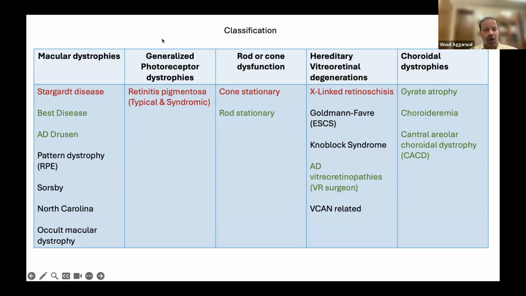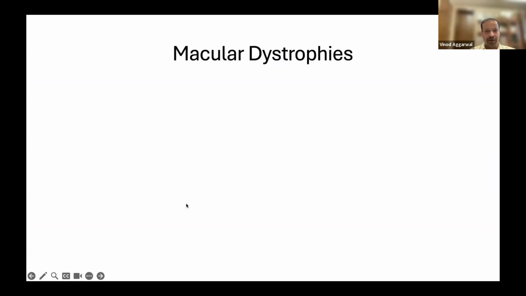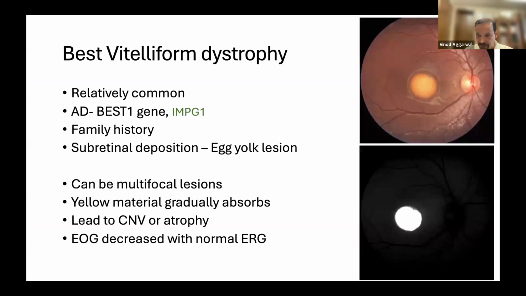So we all come across generalized photoreceptor dystrophies, and therefore I'll be dealing with them at the last. So let's first discuss, we'll start with macular dystrophies.